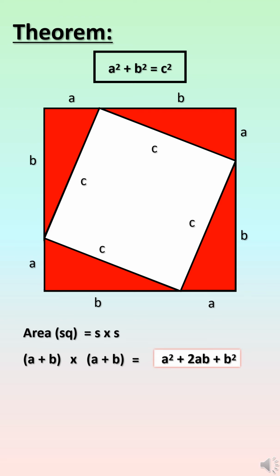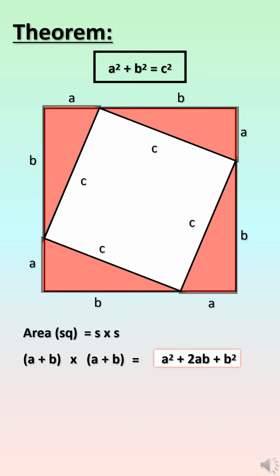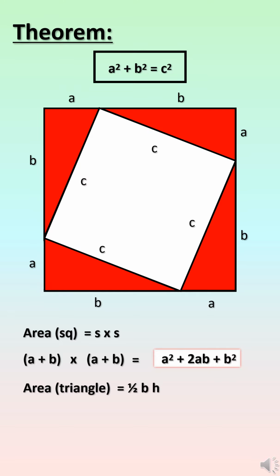But also, the area of that smaller square is equal to the area of the larger square less the area of the four right triangles. What's the formula for area of a triangle? It's half base times height. So for any one of those four right-angled triangles, that would be half a times b. 4 times half ab is equal to 2ab. So, if we subtract the area of those four triangles, which is 2ab, from the area of the larger square, which is a squared plus 2ab plus b squared, we end up with a squared plus b squared.